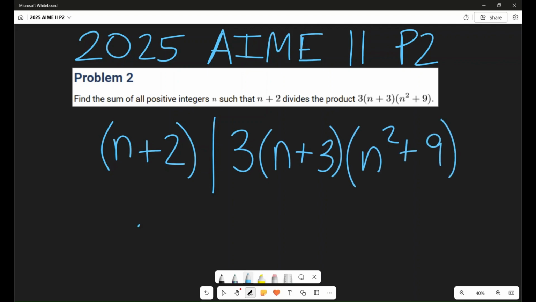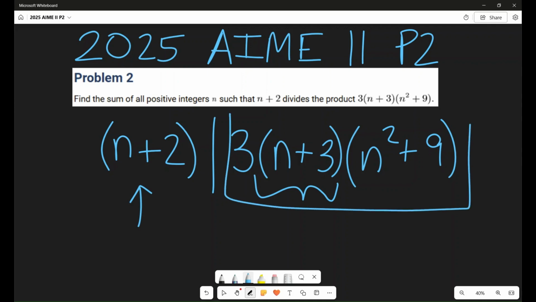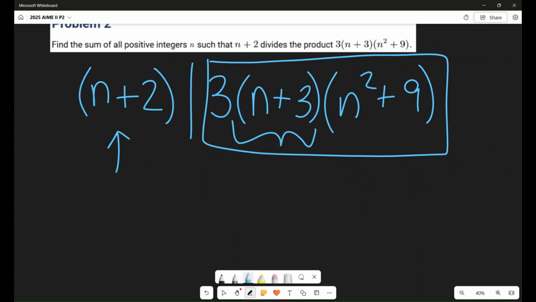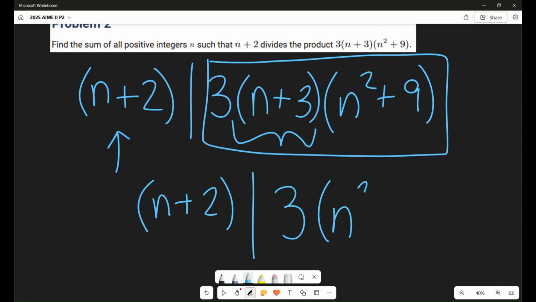So the first thing we notice is that on this side we have n + 2, and on this side one of the terms is n + 3. So if n + 2 is a factor of this, we know n + 2 and n + 3 don't have any common factors. So if this divisibility is true, then n + 2 is also a factor of 3(n² + 9). We can just completely get rid of n + 3 because n + 3 and n + 2 don't have any common factors. And this goes both ways, right? We can add back n + 3. So we can say this is true if and only if that is true.